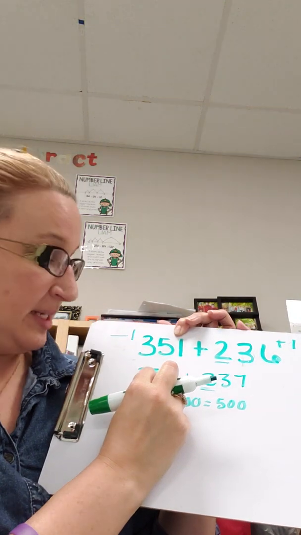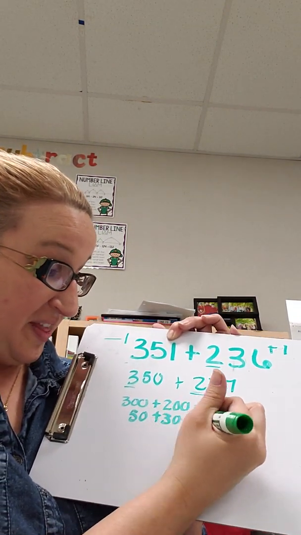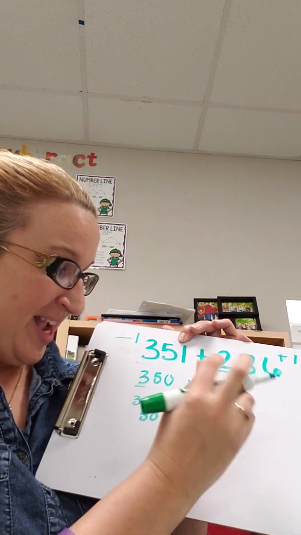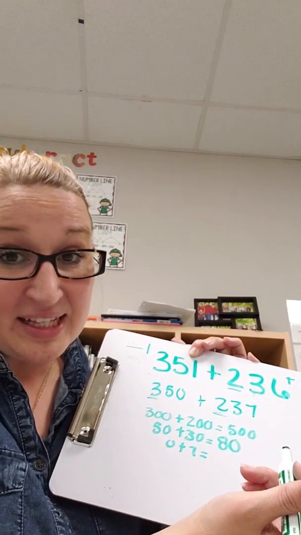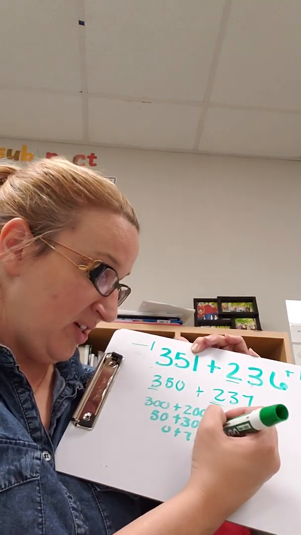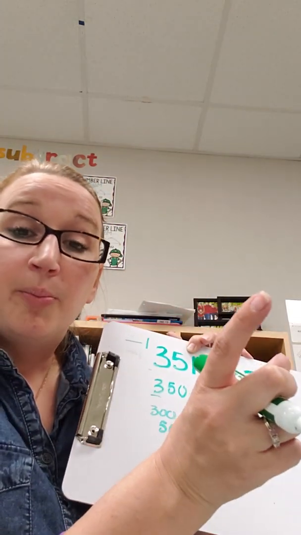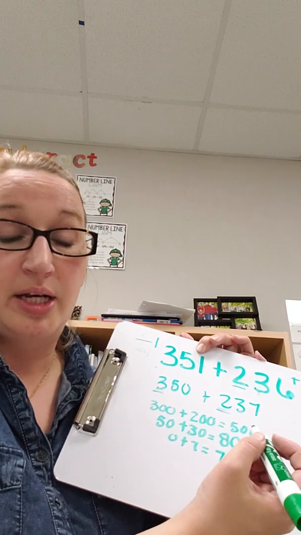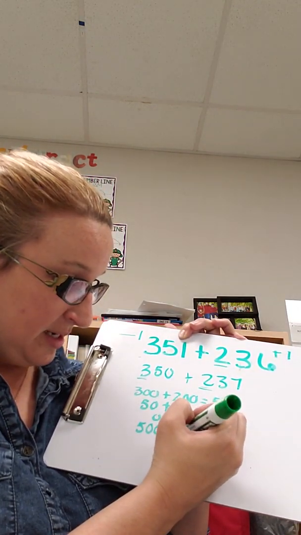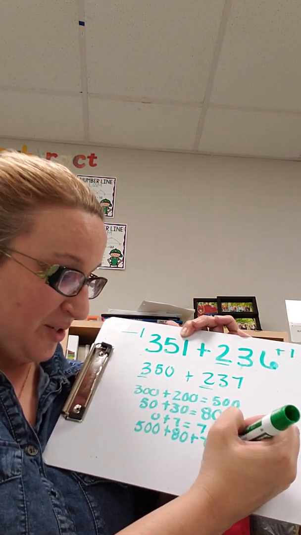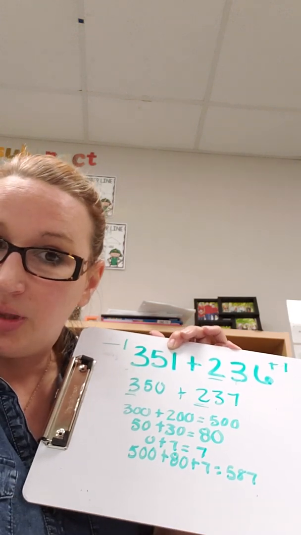Then I go to my tens place. 50 plus 30. That's going to be my 80. And then I have 0 plus 7. Well, if I have $0 and I get $7 more dollars, I get $7. So now I've expanded them out. Now I've got to compose them back to a number in standard form. So 500 plus 80 plus 7 is 587. Doesn't that match what we just did using base 10 blocks?